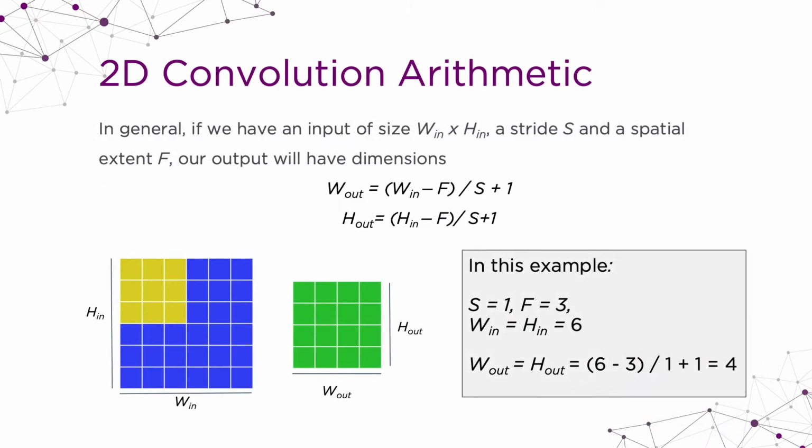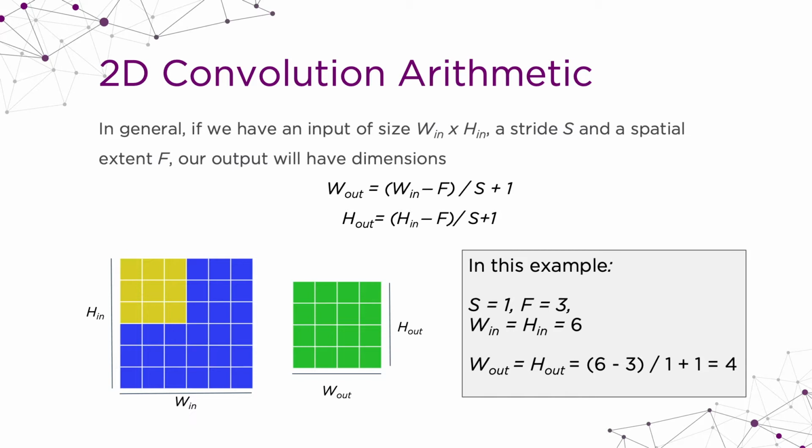Now let's look a bit at some 2D convolution arithmetic. How do we figure out the dimensions of our output with respect to our input based on the parameters that we just saw? There are some equations that are relatively straightforward that will relate the width and height of an output with respect to its input. In general, if we have W_in by H_in, so the width and height of our input, we can figure out the width and height of our output by plugging in all of these numbers.